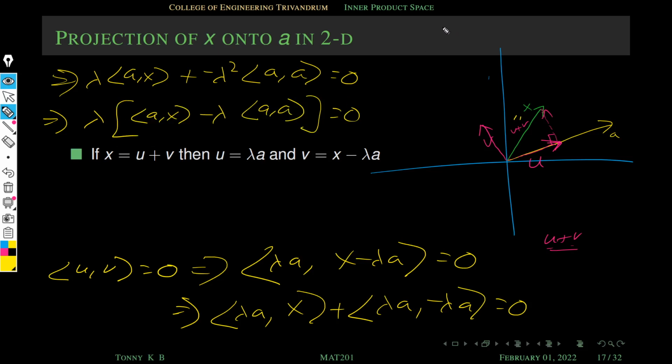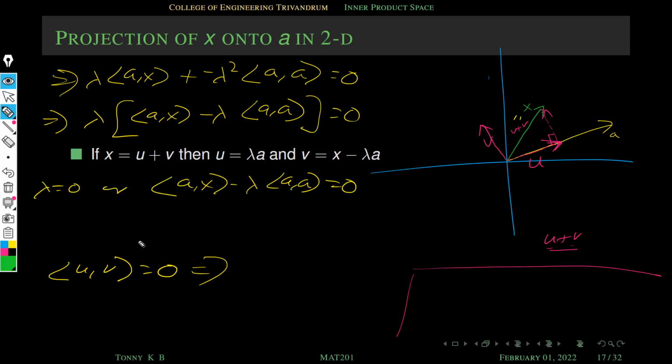We know that for the product of two numbers, suppose c times d equals 0, then this implies either c equals 0 or d equals 0. Similar to this, here lambda is a number and the term inside this bracket is also a number. The product of two numbers equal to 0 means either lambda equals 0 or the second term is 0. Here my claim is this condition is always true. Why? Suppose lambda equals 0. Lambda equals 0 means what about u?